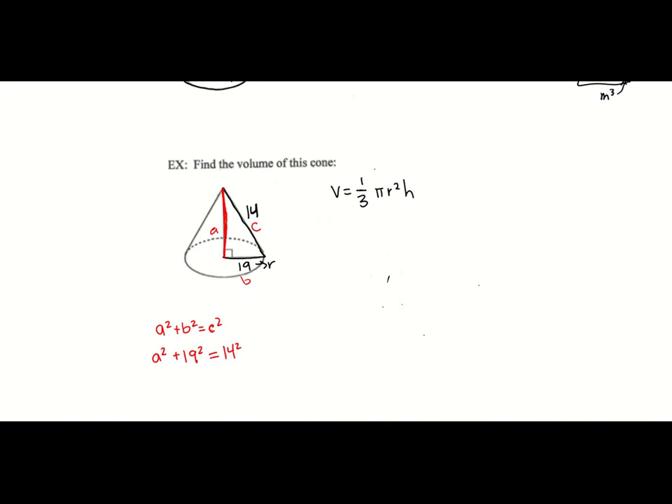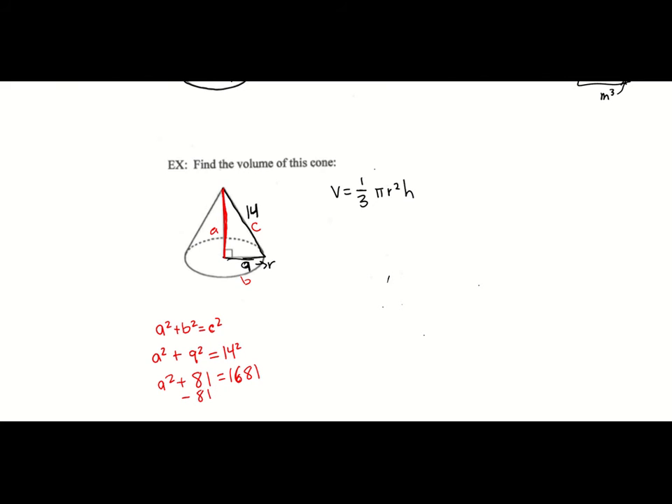Sorry, this 19 should actually be a 9, not 19. So if we erase this, we have a 9 here for R. So we plug in a 9 squared. A squared plus 81 equals 1681. That's 14 squared. We have A squared.